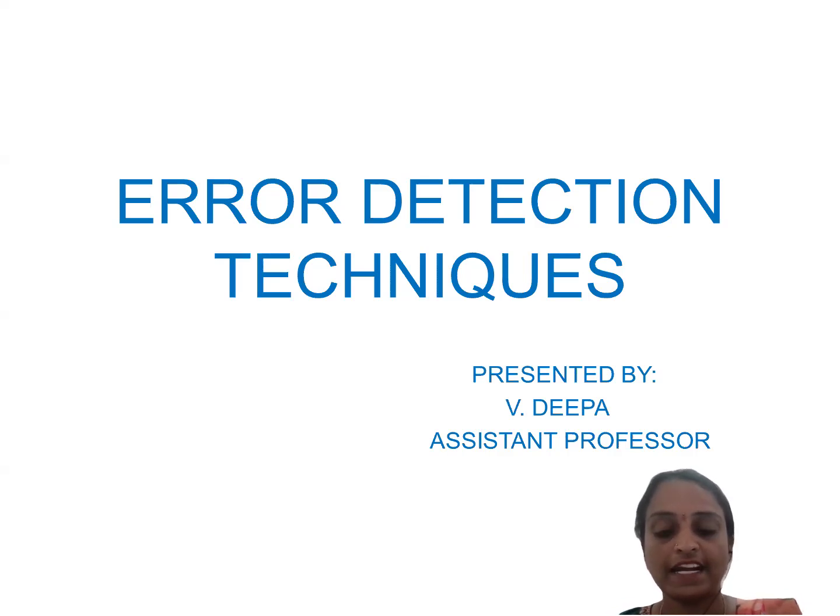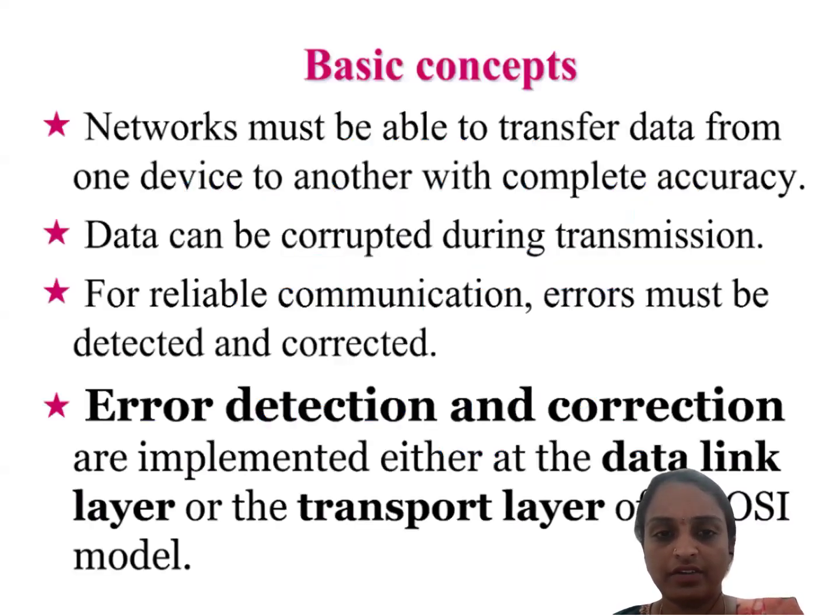Now I will explain error detection techniques in computer networks. Every network must be able to transfer data from one device to another with complete accuracy. In the course of transmission of data from one device to another, data may be corrupted. For reliable communication, errors must be detected and corrected. In any network, each and every error must be detected and corrected. Error detection and correction are implemented either at the data link layer or the transport layer in the OSI model.